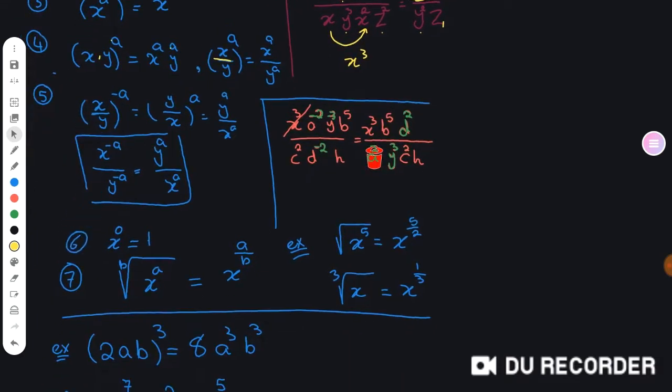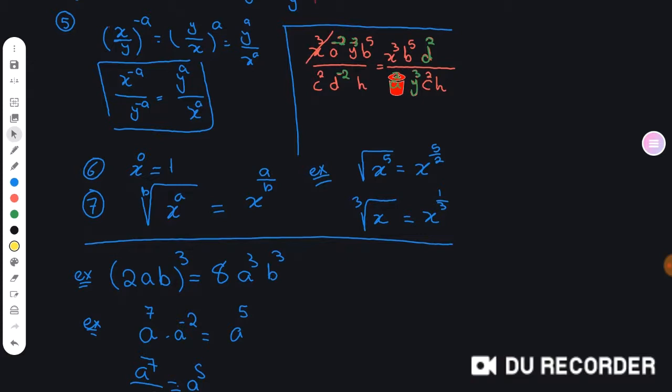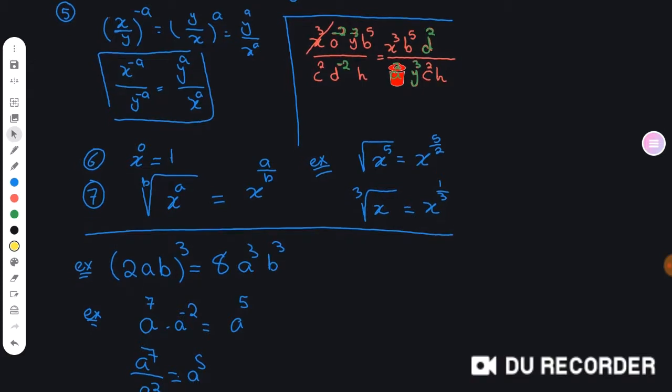Number 6, x power 0 equals 1. Any number to the power 0 equals 1. Number 7, the b-th root of x power a. The answer will be the power inside over the degree of the root, so it will be a over b. For example, this is 5 over 2. This is 1 over 3.